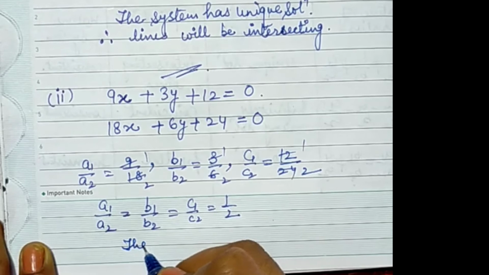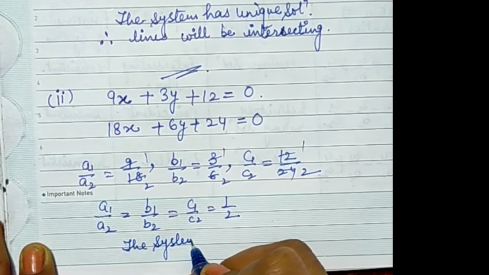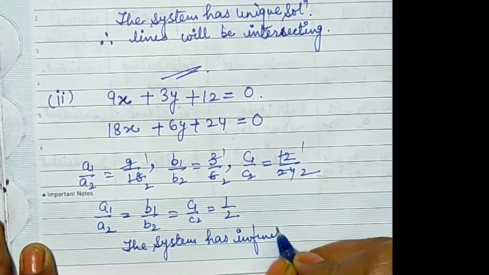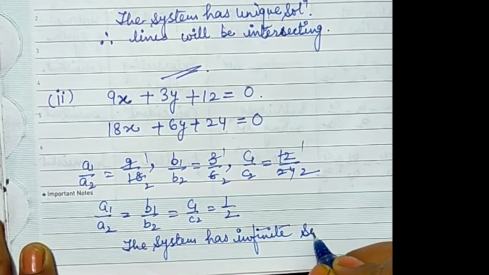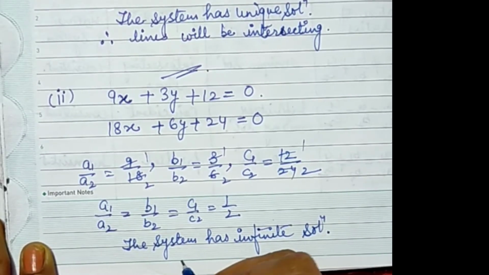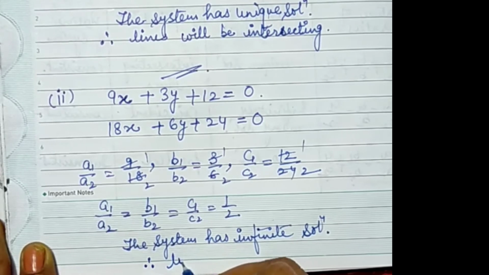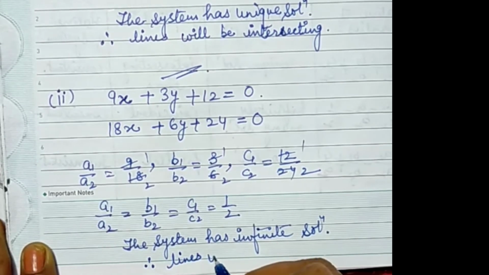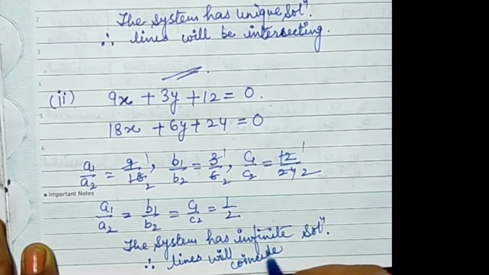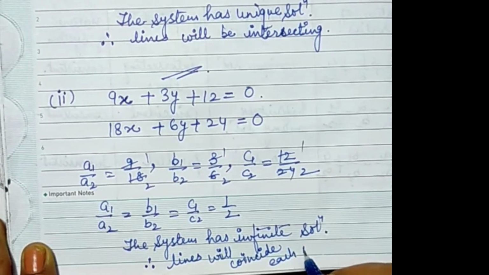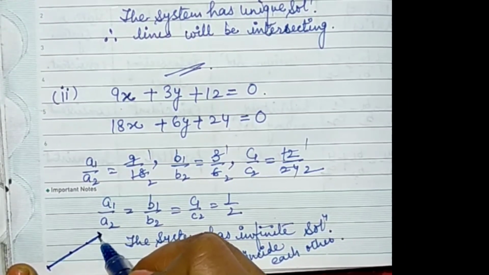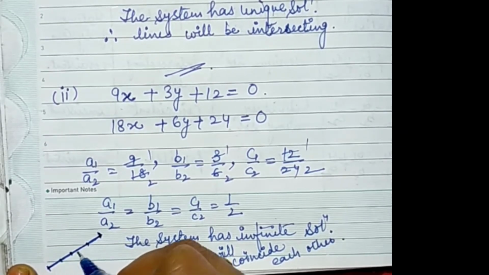The system has infinite solutions, and when we have infinite solutions, at that time the lines coincide with each other. That means the points of both the equations will appear on a single line.